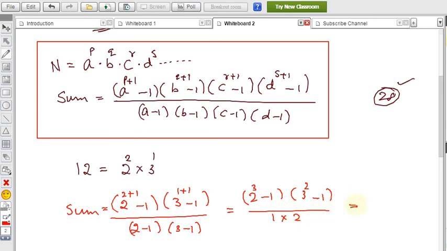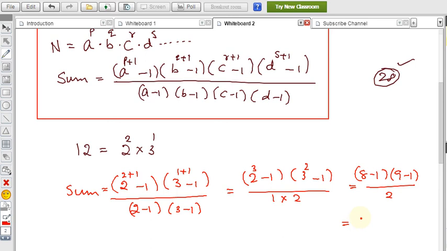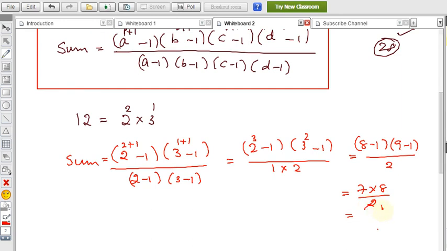Simplify with one more step. 2 power 3 is 8, 8 minus 1, into 3 power 2 is 9, 9 minus 1, by 2 ones are 2. 8 minus 1 is 7, 9 minus 1 is 8, by 2. 2 fours are 8, so 4. Now 7 into 4 equals 28. Yes, we got the same 28. So this formula you can apply, 28 and 28. This is the formula for the sum of the factors.